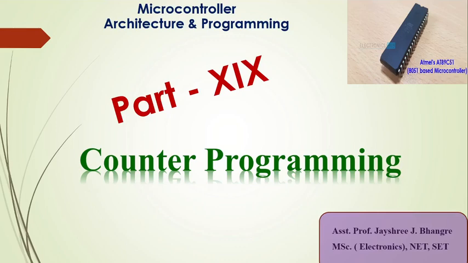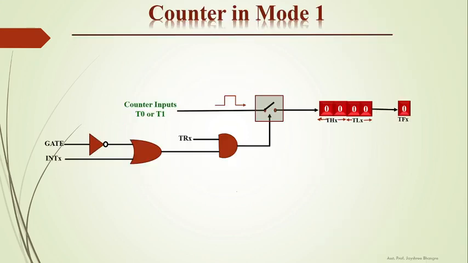Hello everyone, welcome to the 19th part of microcontroller architecture and programming, that is counter programming. So here the counter can be used in mode 1 and mode 2. When we are using the timer as a counter, we are actually counting the external clock pulses that are applied to the inputs, that is T0 and T1 of port 3.